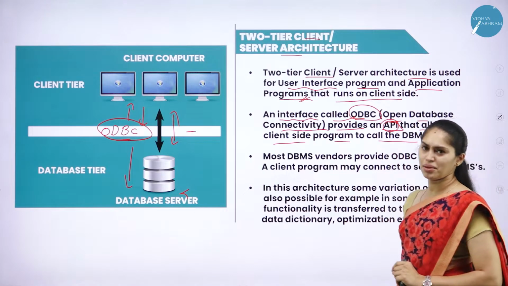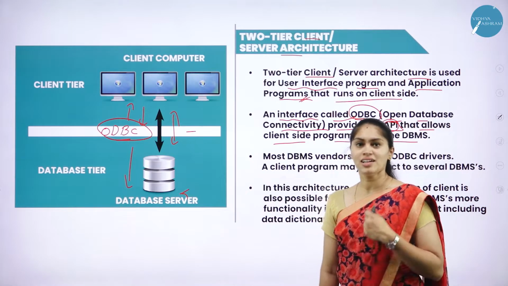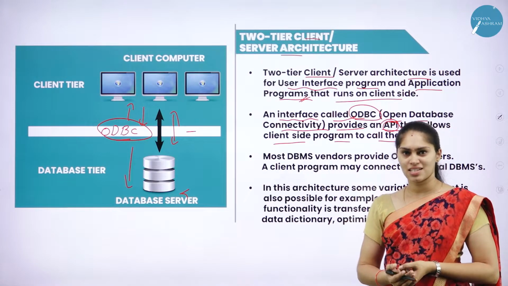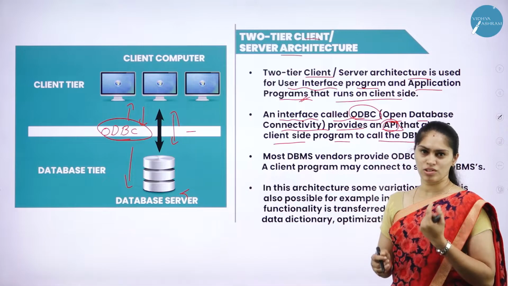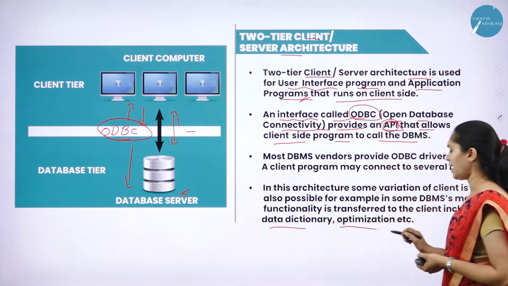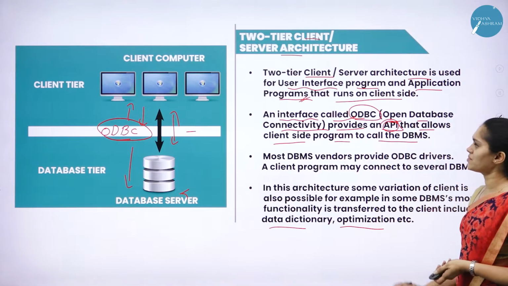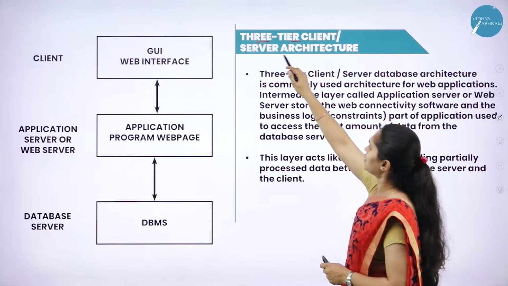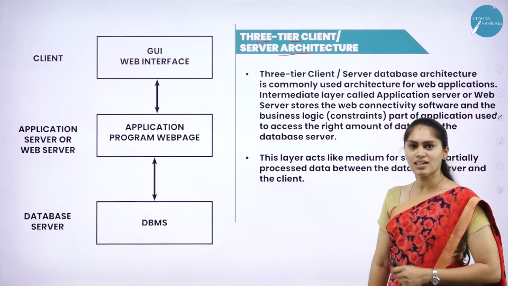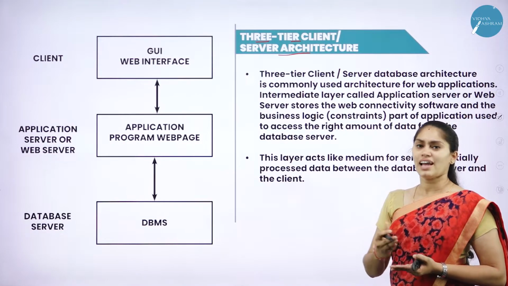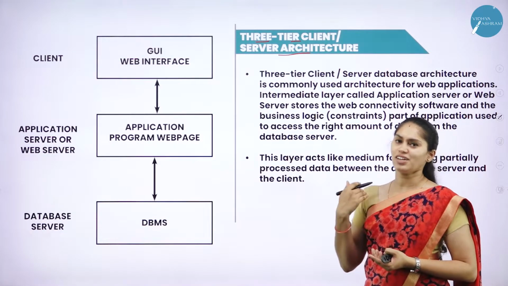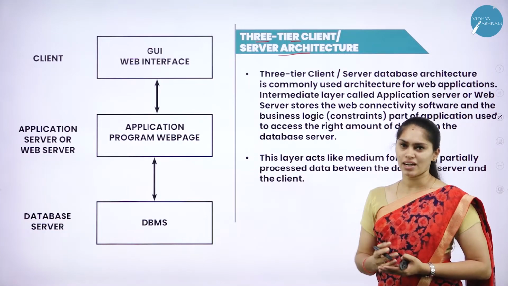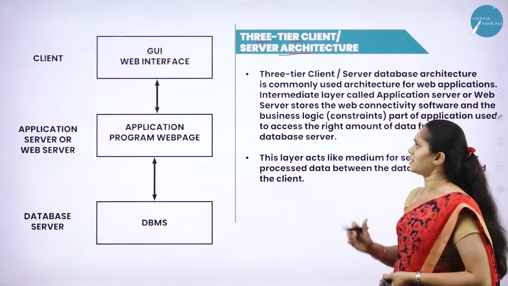With the help of this, we can access the content whatever is present in the database server. Some of the DBMS vendors are going to provide a customized ODBC in order to access the content of the database server. So it may include data dictionary and optimization, etc. Now we'll see the last type of architecture, that is 3-tier, which is also a client server architecture. Here also we have a client server methodology. That means the client is going to request the data and the server is going to serve that purpose. So that is related to 3-tier.